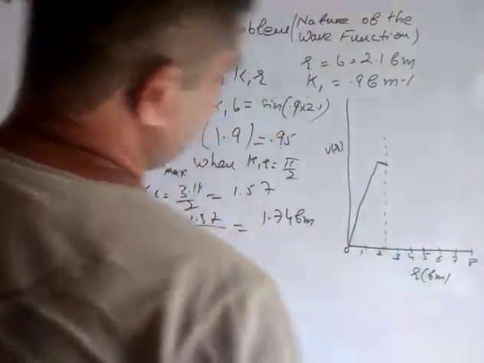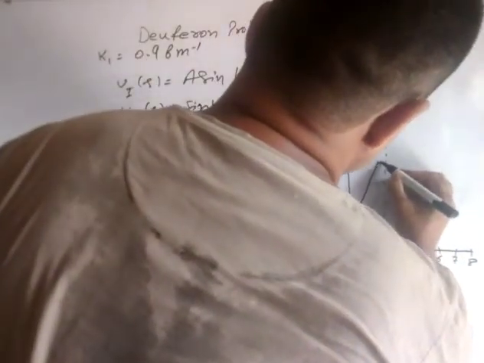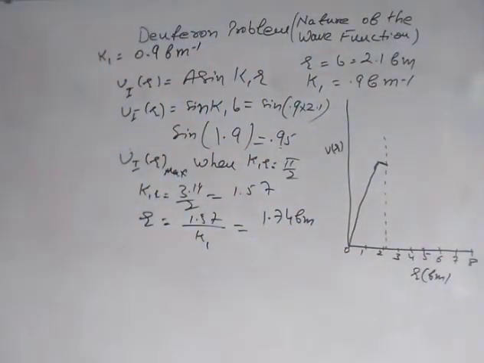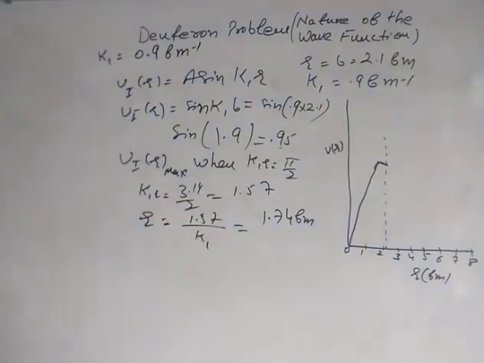So this is how the wave function behaves in region 1. Basically it is continuous, there are no gaps, because the wave function has to be continuous. This is about the nature of the wave function in region 1. Now let me do it for region 2.